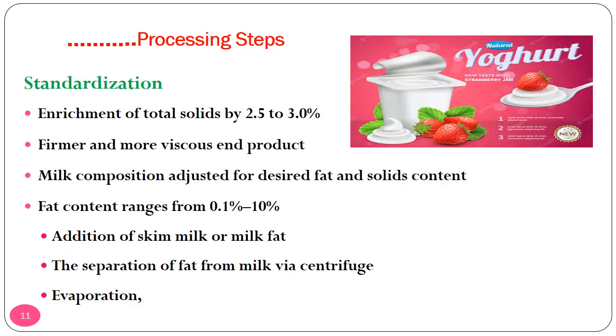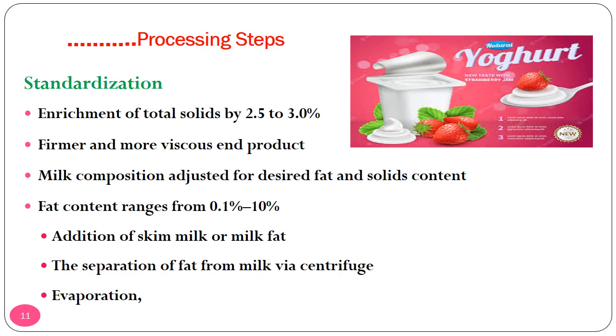So now there is a step called standardization. This is depending on our plan. We may have nowadays low fat yogurt. In that case, fat level is reduced, or sometimes full fat yogurt in which the fat will not be reduced. So this is for enrichment of total solids by 2.5 to 3%, and that gives a firm and viscous end product. So the extra solid is added, mostly the skim milk powder.